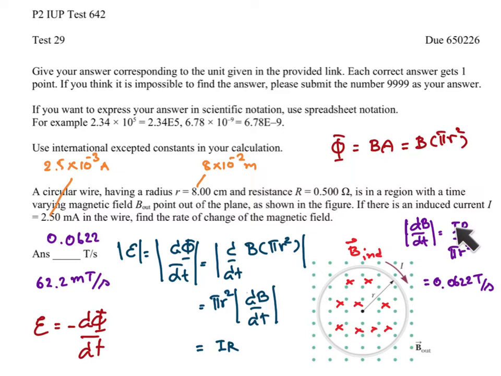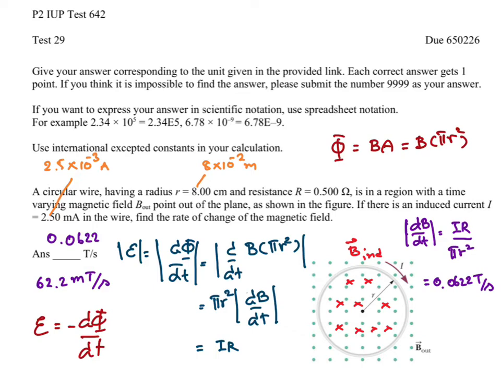And when you do that, you will find that the rate of change of the magnetic field is equal to 0.0622 Tesla per second. So the answer is 0.0622 Tesla per second, or equal to 62.2 millitesla per second. That is the rate of change of the magnetic field.